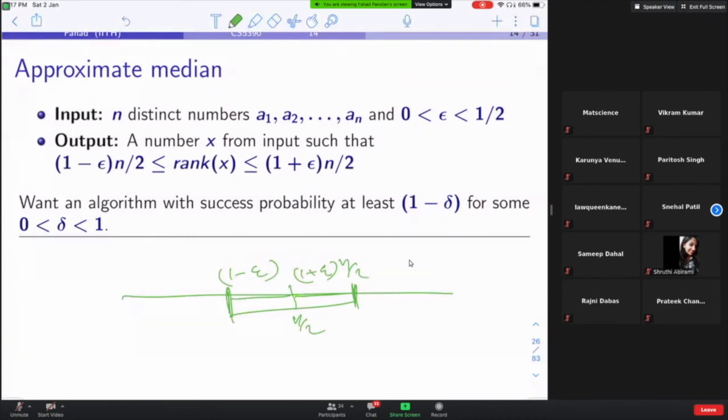We want an algorithm with success probability at least 1 by delta, where delta I will specify. For example, with probability 0.99, I want to succeed. What do you think? How to go about such an algorithm? Randomly picking one, will it work? Randomly picking one will not work because its probability will depend on that tiny thing. So what do you think?